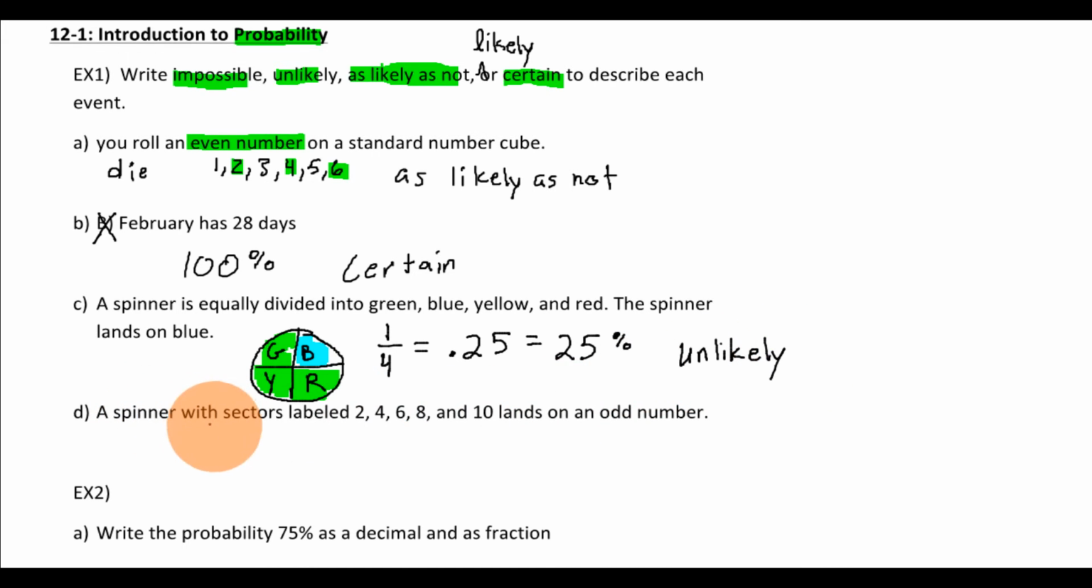Okay, this next one says we have a spinner. The sectors are labeled 2, 4, 6, 8, and 10. I could draw a circle here and divide this into 1, 2, 3, 4, and 5 sections. But let's see what we're asked for probability. It's asking, what's the probability that this spinner lands on an odd number? I'm going to highlight that real quick. Well, let's think about it. 2, 4, 6, 8, and 10, these are all even numbers. What's the probability of the spinner landing on an odd number? Well, the spinner can't land on an odd number. Therefore, the probability is 0%. It is impossible.